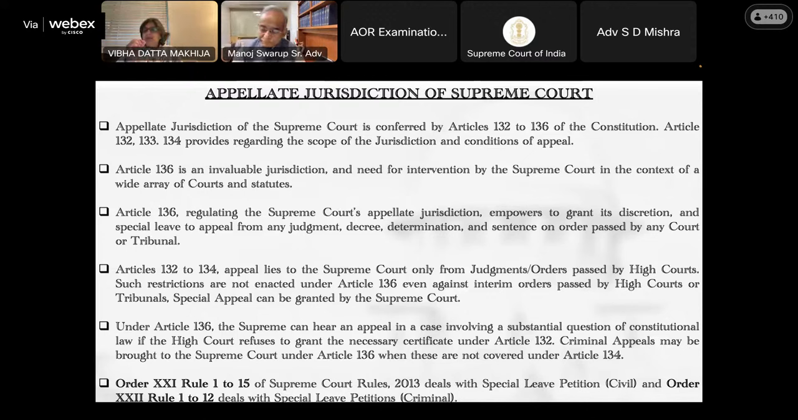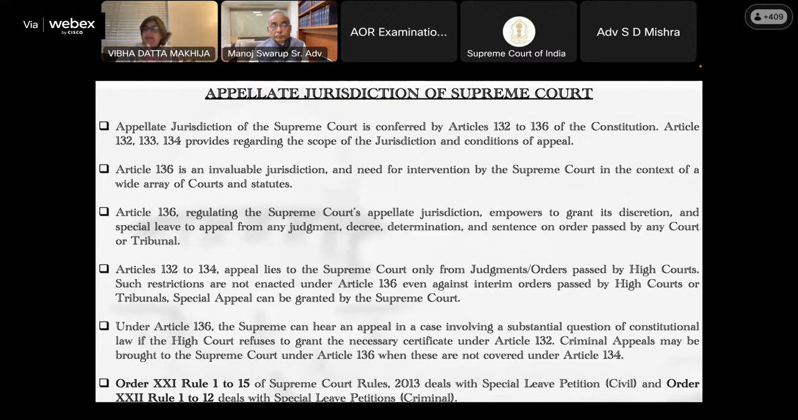And you will kindly note that Supreme Court has this unique power to grant special leave to appeal against any order of any court. So in certain circumstances, you can even come to the Supreme Court from a trial court's order. You can come against an interim order. You can come against a final order.